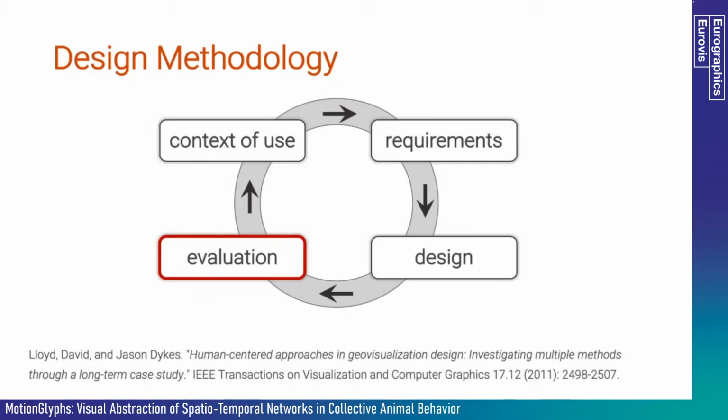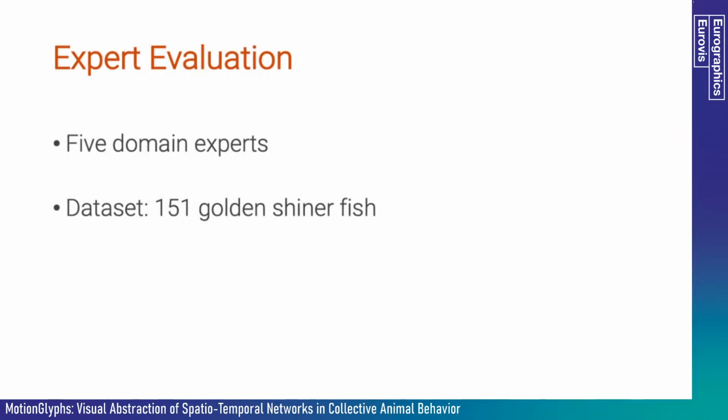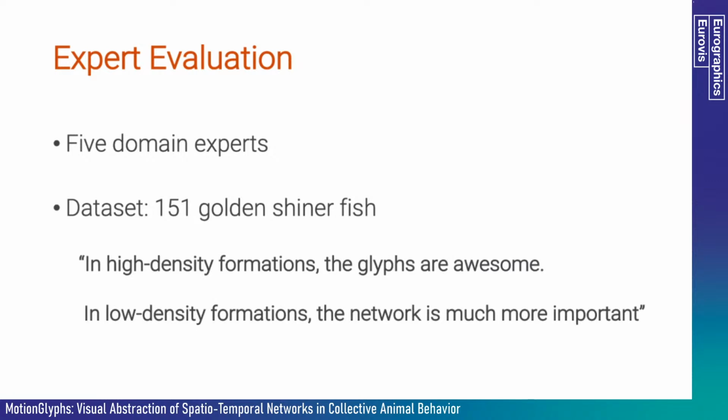To evaluate the motion glyphs prototype, we conducted a pair analytic sessions with 5 domain experts. Overall, the participants' feedback was positive. They were able to identify several interesting patterns. All participants agreed that the abstraction and aggregation is helpful and necessary in large groups or dense areas of the network. The results of the evaluation can be summarized by a quote. In high-density formations, the glyphs are awesome. In low-density formations, the network is much more important.